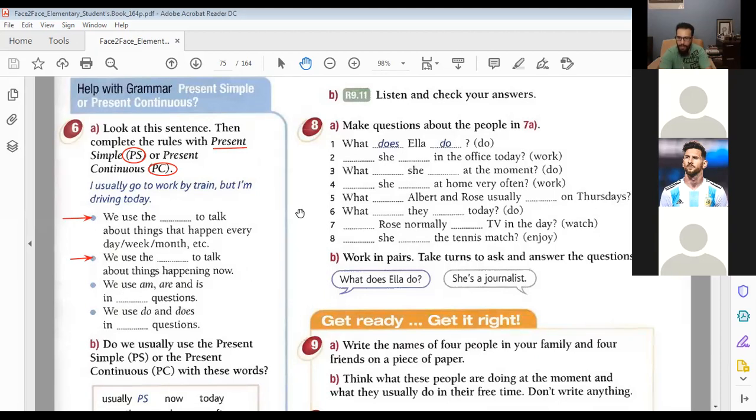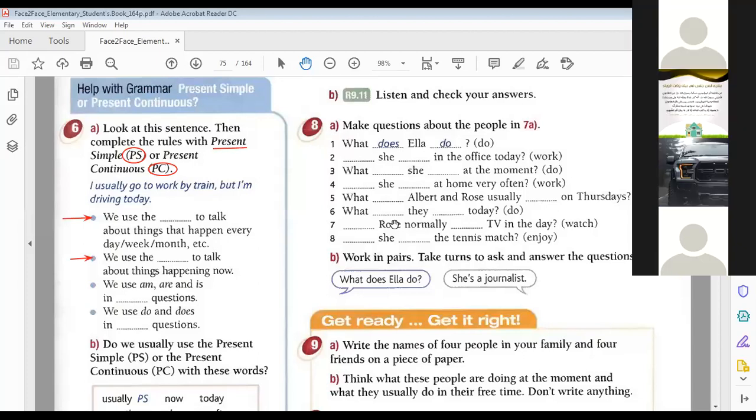Selma, can you do the first one, please, Selma? Okay. We use the past simple to talk about things that happened every day. Past simple or present simple? Present simple. Okay, yes, correct. And number 2? Number 2, we use the present continuous about things happened now. That's correct. I think that's right.